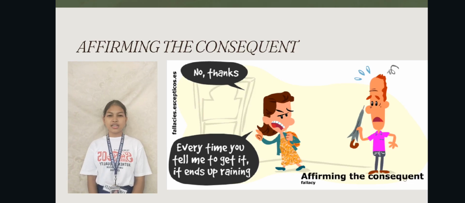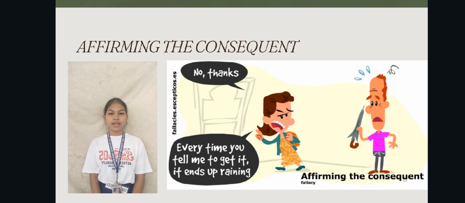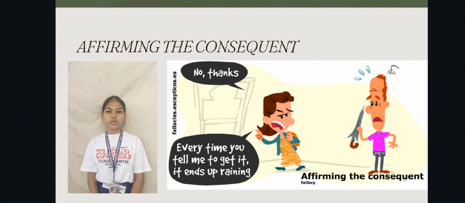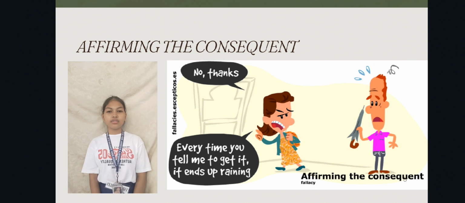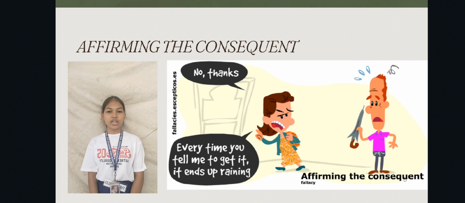The next fallacy is affirming the consequent. This fallacy incorrectly concludes that if the consequent of a conditional statement is true, then the antecedent must be true. Affirming the consequent is a logical fallacy where one assumes that if a statement is true, its converse must also be true.